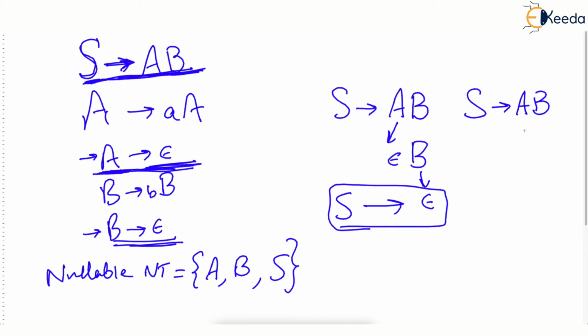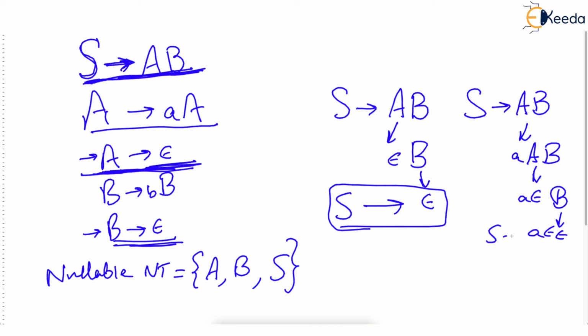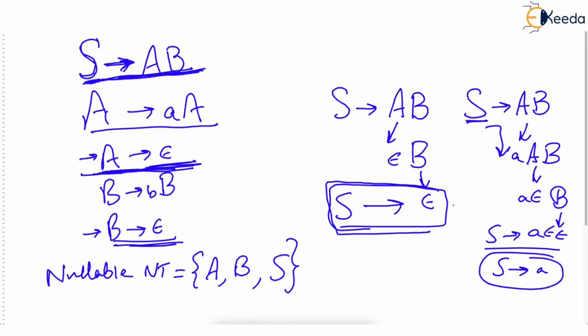For example, if you use S derives AB, in the next step, A can give AA using this production. And in the next to next step, A can be replaced with epsilon using A derives epsilon. So we have A epsilon B. And in the next step, we can use B derives epsilon. So the minimum production done is S derives small a. Of course, capital S is going to derive more strings, but one of the strings is epsilon, as you see. So S is nullable.